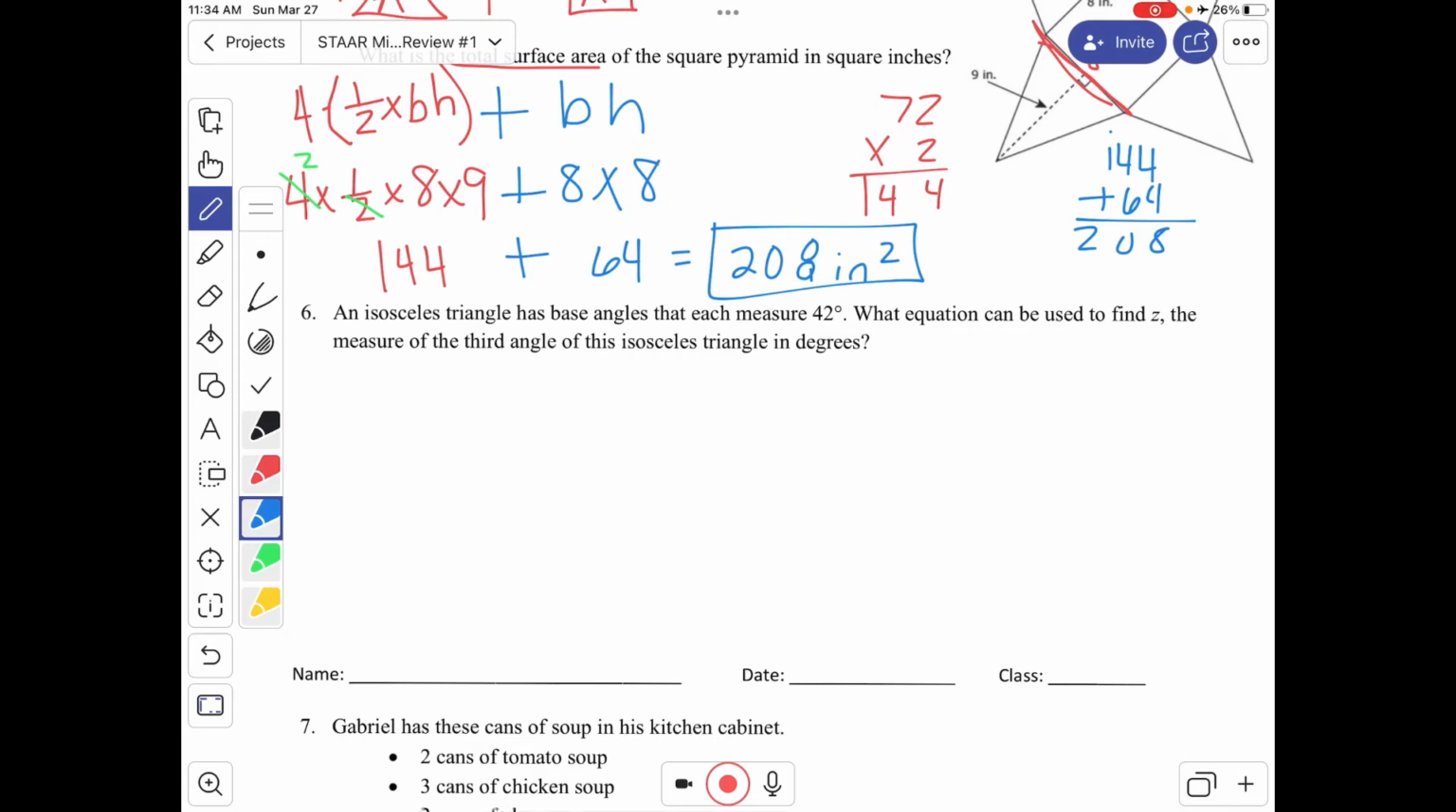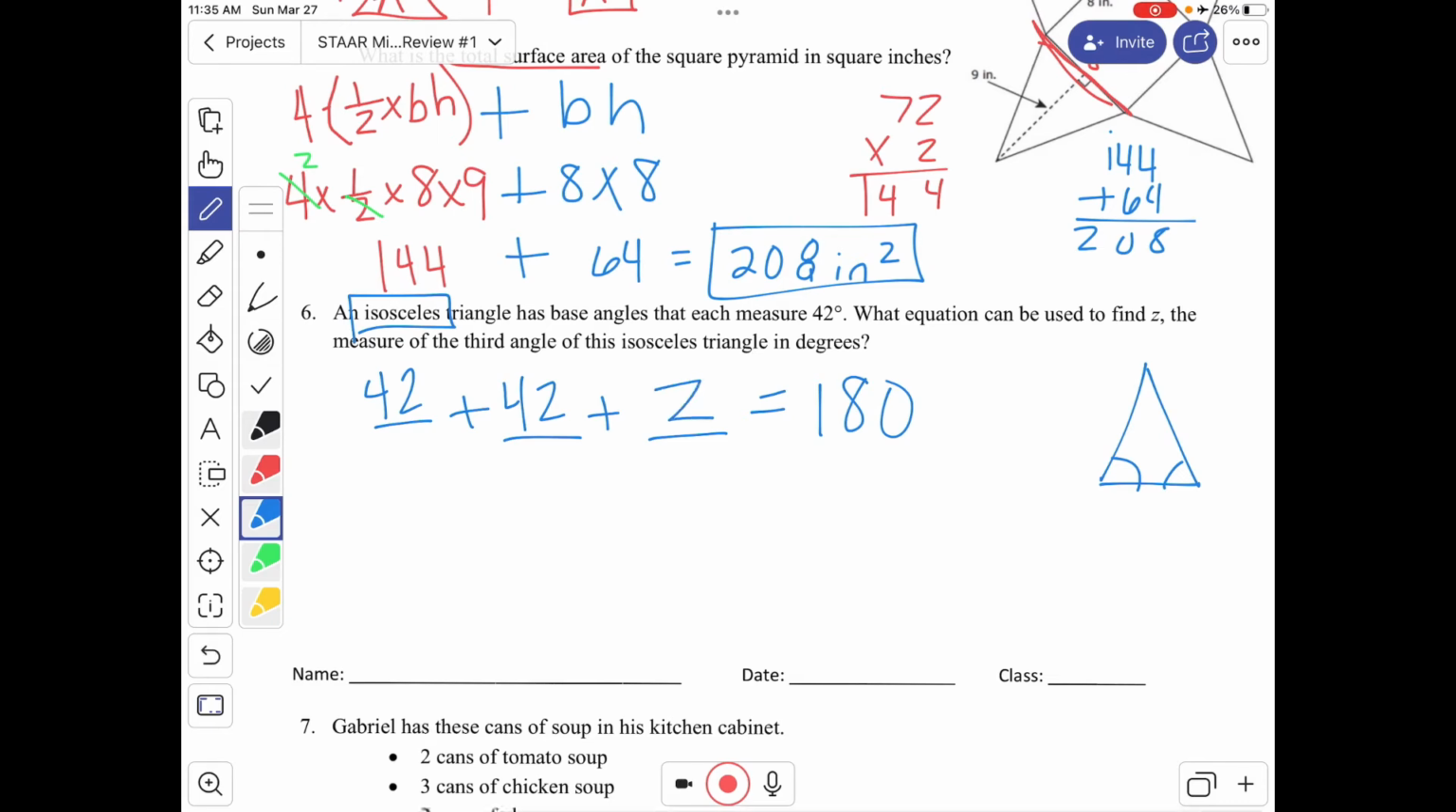Number 6. An isosceles triangle has a base angle that each measures 42 degrees. What equation can be used to find z, the measure of the third angle of this isosceles triangle? Well, there's 3 angles in a triangle. And I know if I add all 3, I get 180. It says that one of them is 42. It also calls it an isosceles triangle. Isosceles means 2 sides are the same, or 2 angles are the same. So if 2 angles are the same, one of them's 42, the other one's 42.